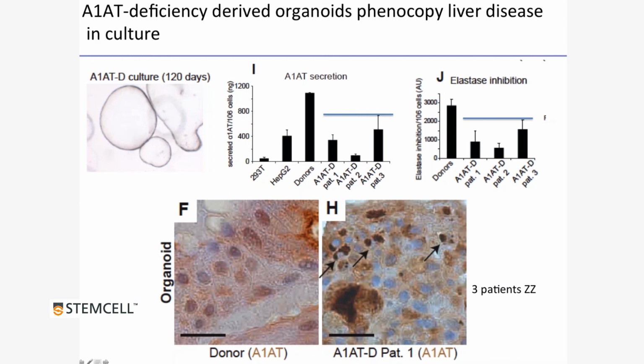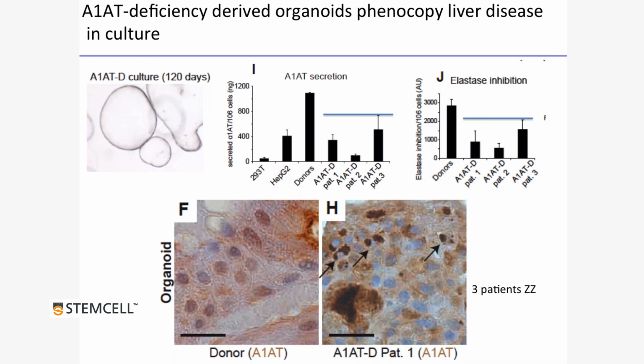More interesting, when we looked at the histology of these differentiated organoids, we observed that organoids derived from a donor do not have any alpha-1 antitrypsin precipitate in the cells. However, organoids derived from alpha-1 antitrypsin patients show this precipitate in the hepatocyte-like cells after differentiation, indicating that these cultures were mimicking in vitro what we see in the histology of the patient.